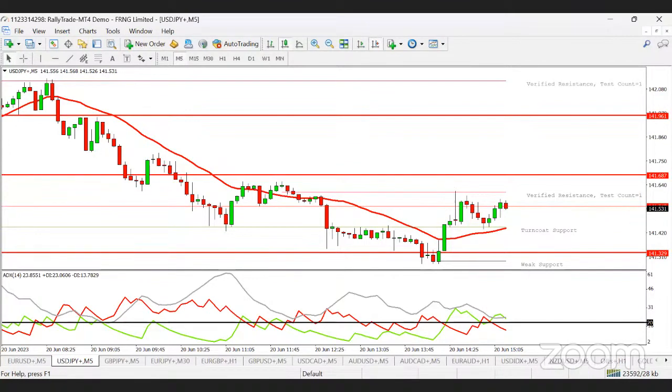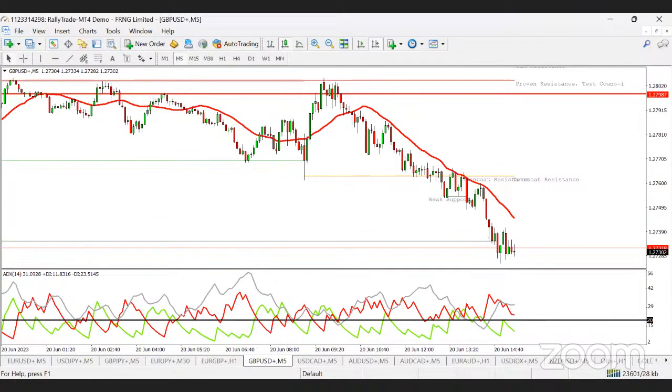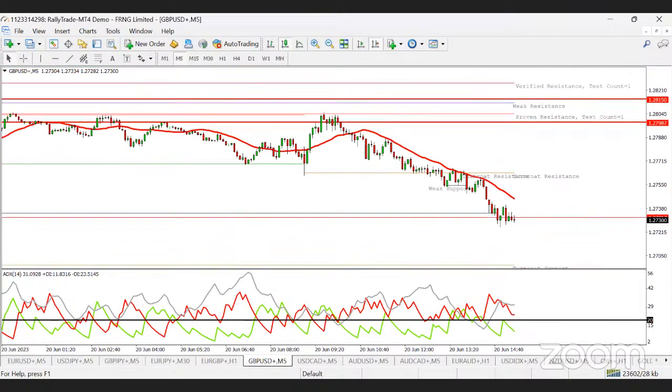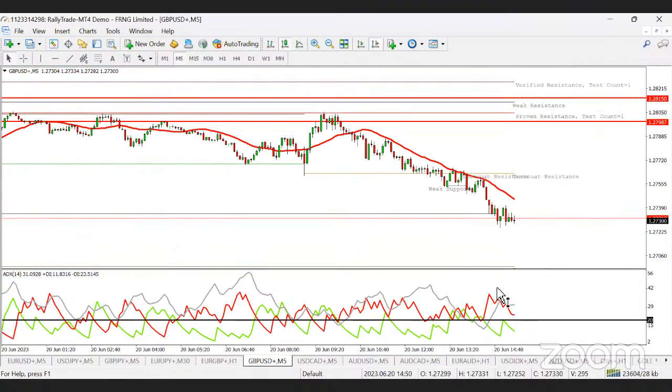We're going in for a buy, but please let it be a buy order. Now going up to GBP USD. GBP USD is actually resting on this point, but I will still be considering a further sell on GBP USD.